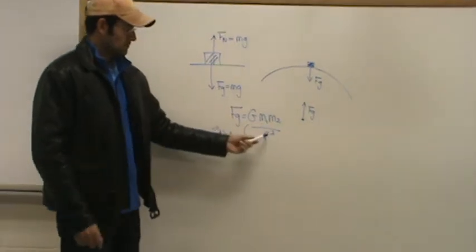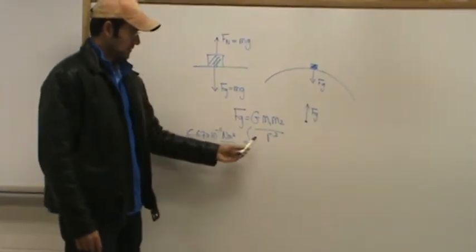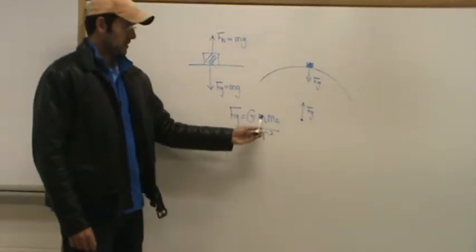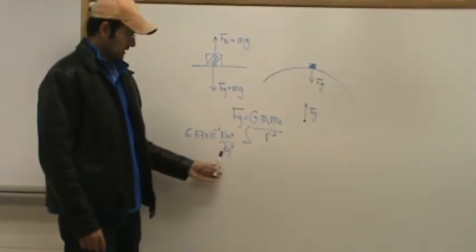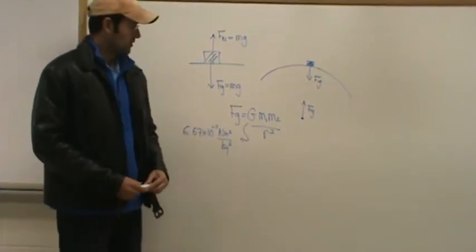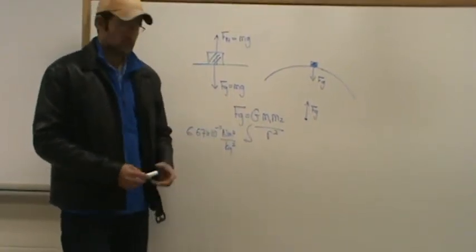And you'll notice distance squared will cancel out. Meter squared will cancel out. Kilograms times kilograms gives you kilograms squared. That kilogram squared will cancel out with this kilogram squared, and all you'll be left with is newtons. And you need to be just left with newtons because you're calculating a force. Forces are calculated in newtons.